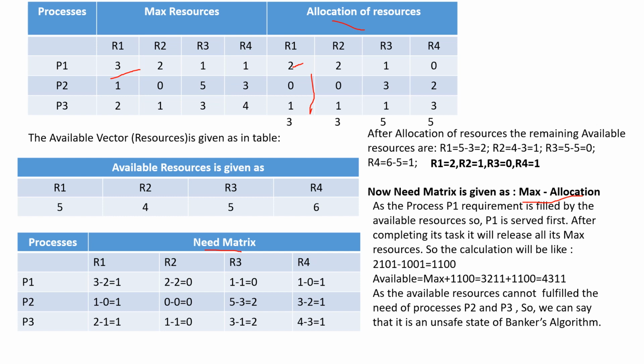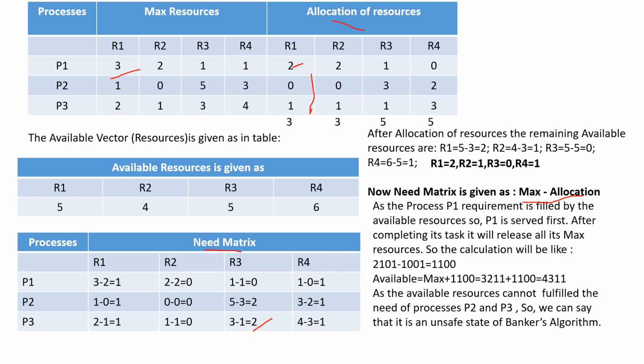So these 2101 resources which are left over satisfy which process's need? It is satisfying the need of process P1. Because the need of process P2 for R3 is 2, but the available is just 0, so it cannot be satisfied. In the same way, process P3's R3 requirement is 2, but available is 0, so it cannot be satisfied. So only process P1's requirement is satisfied. But it is an unsafe state.